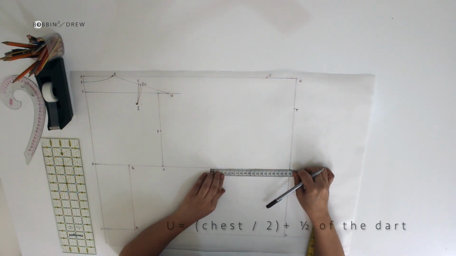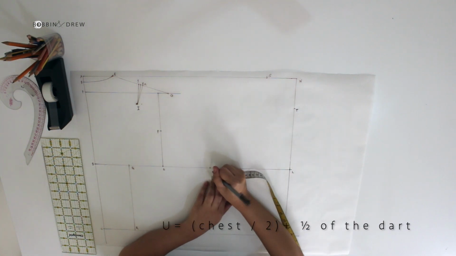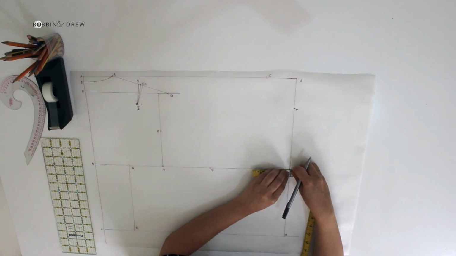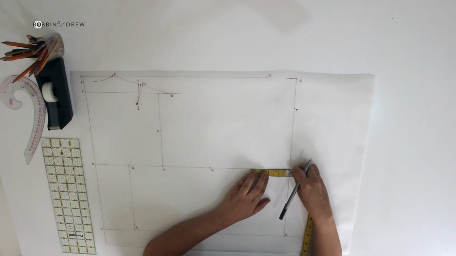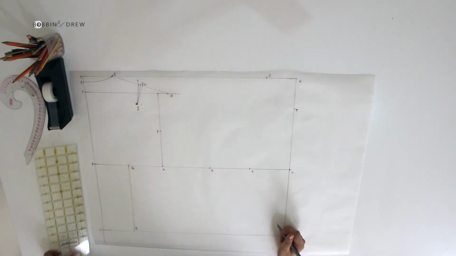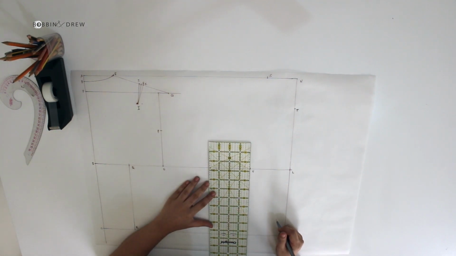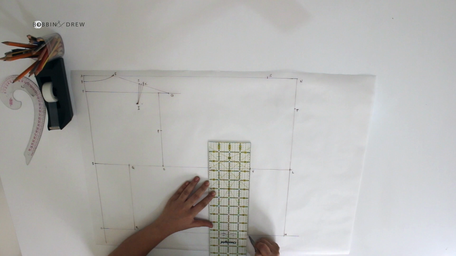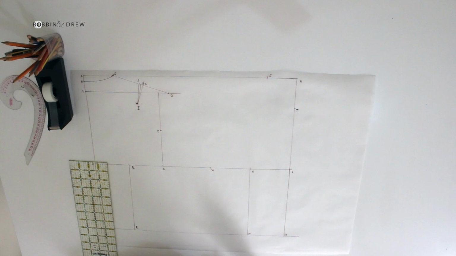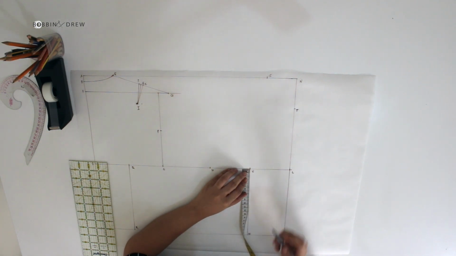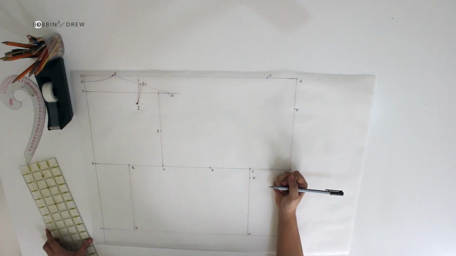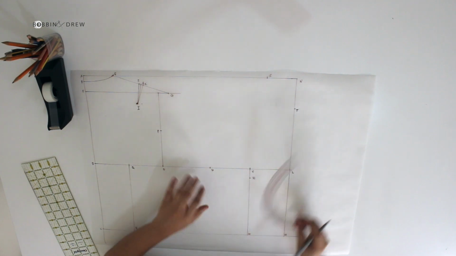Next is to divide the chest measurement by 2 and add half of the dart mentioned on the standard measurement, and then we will mark this U. Mid of this line, we will label this V. For the bust apex, this is placed 2.5 centimeters from V, and this is the highest point of the bust.